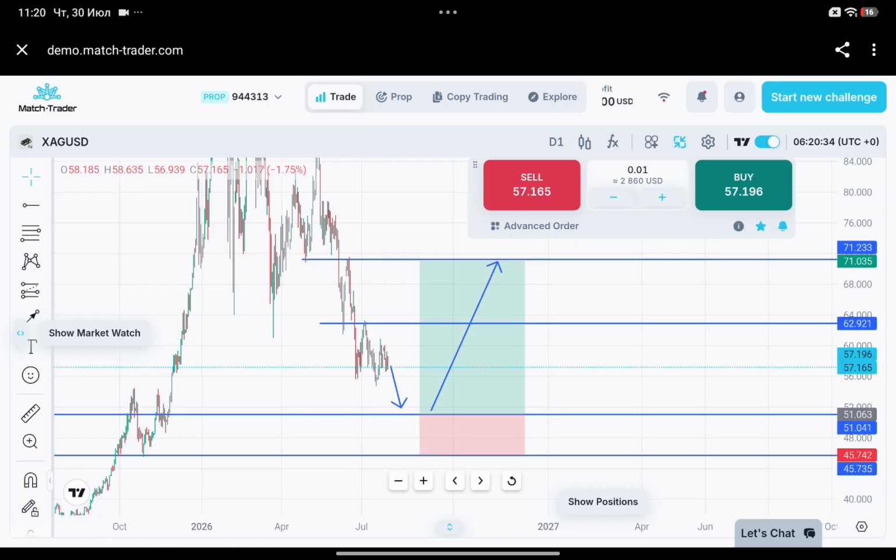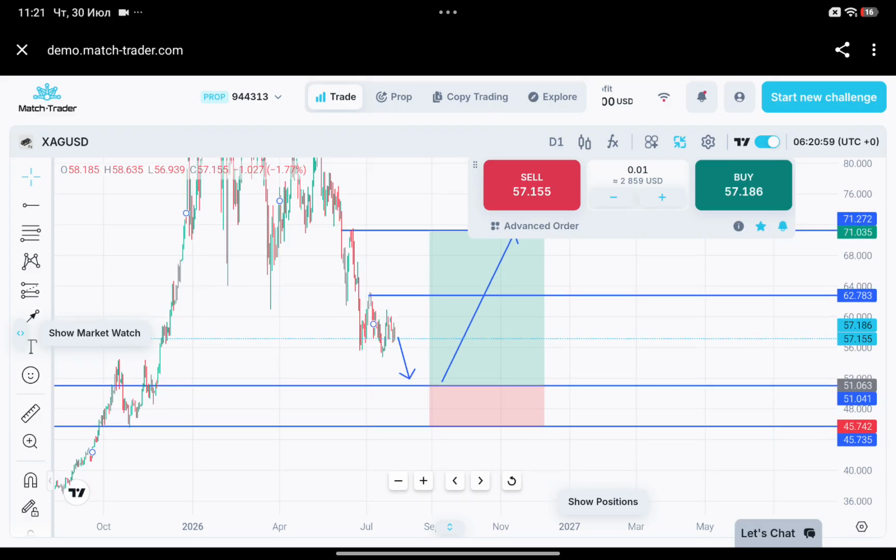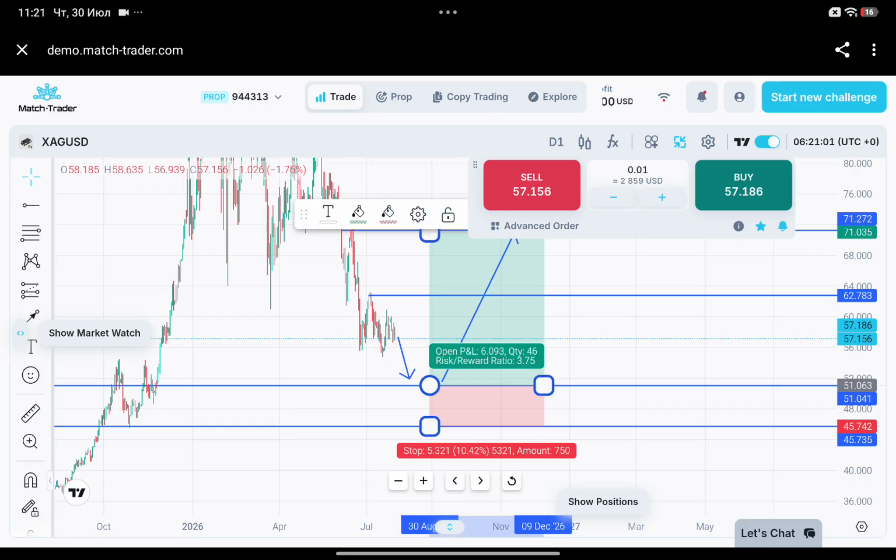And I'm actually placing my take profit right around $71, because as you could see right here, it's where the zone is, and one over here. And I do believe it's going to break this one, around the $62 zone, and go all the way up here. And as you could see, my risk to reward ratio is good enough. It's 3.75. That's really good, actually.